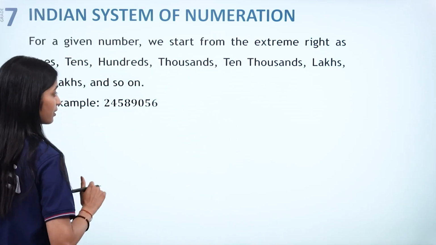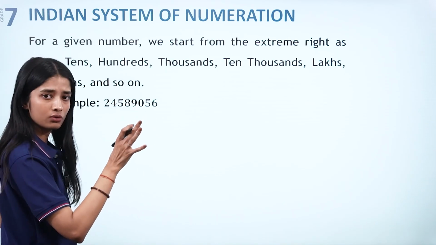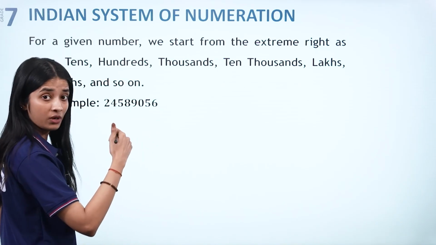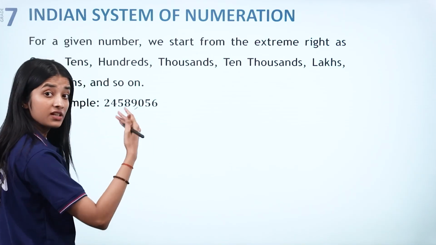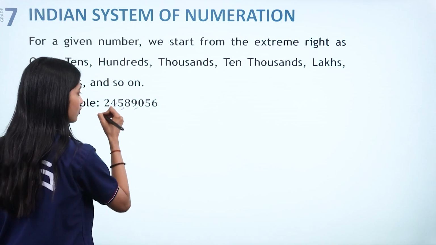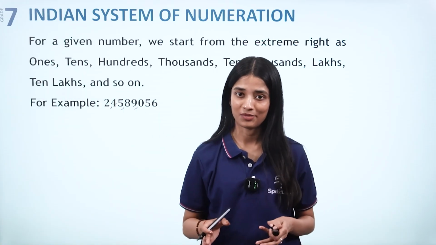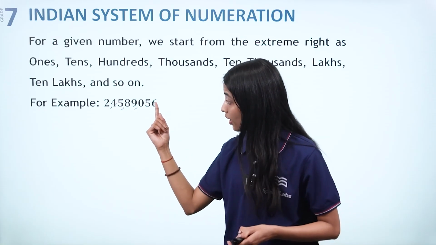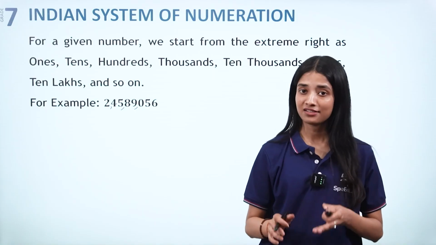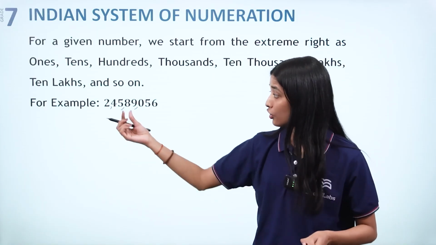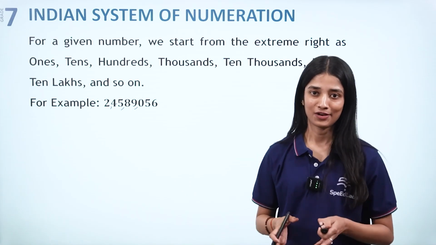If we have this number, before starting to read it, what will we do first? We will place the commas. Our first comma will come after leaving 3 digits, that is here. Then we will leave 2 digits and place our comma, so here and here. So this is the number. Now we all know how to read it, right? Starting from here: ones, tens, hundreds, thousands, ten thousands, lakh, ten lakh, crore. It means we will read this number as 2 crore 45 lakh 89,056.